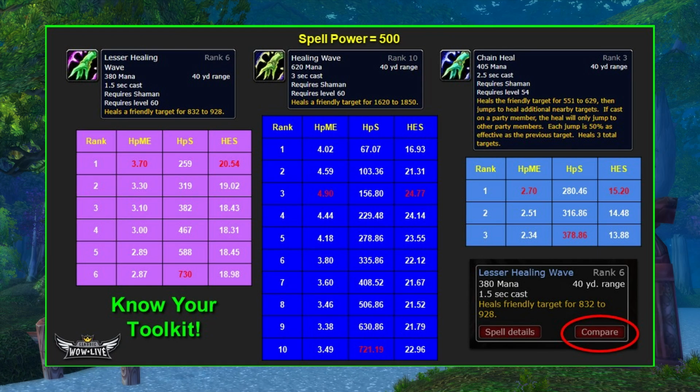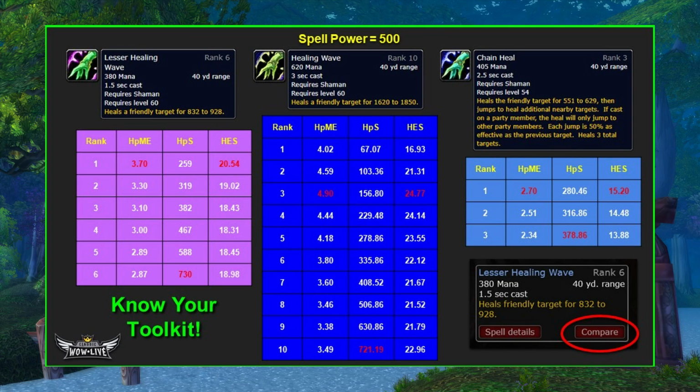Lesser Healing Wave has only a 1.5 second cast, therefore it's more of an emergency type heal because you can put out healing in a shorter time window. However, it is less mana efficient when compared to comparable ranks of Healing Wave. So knowing how to compare between your different heals is very important, and our tool can do that as well.